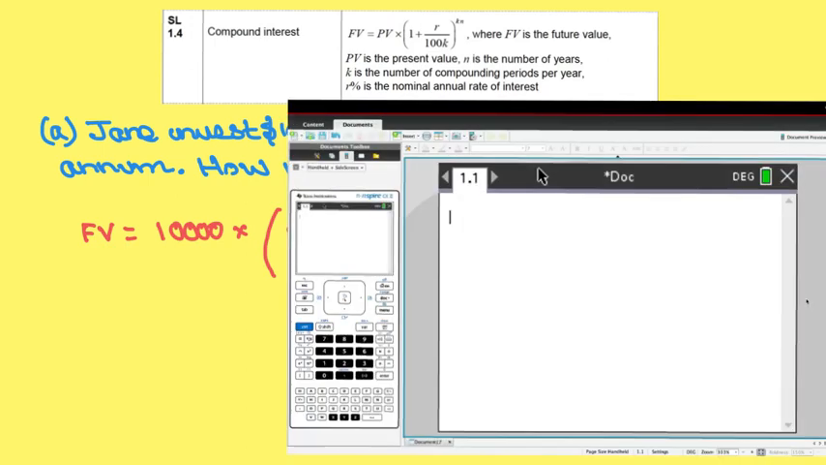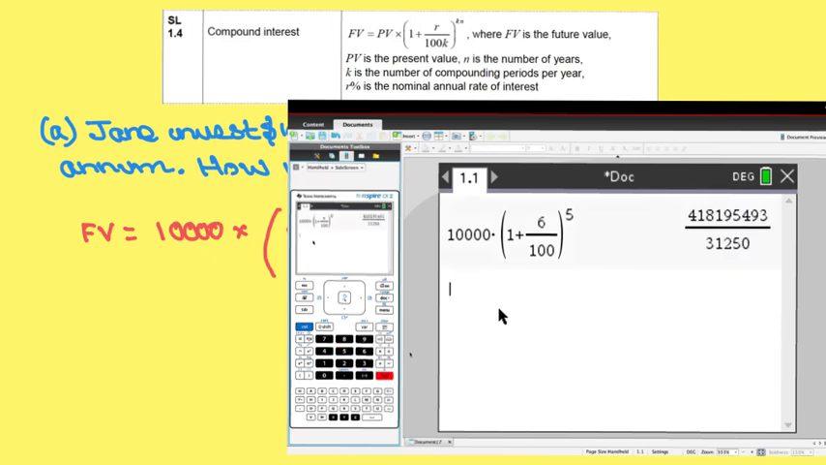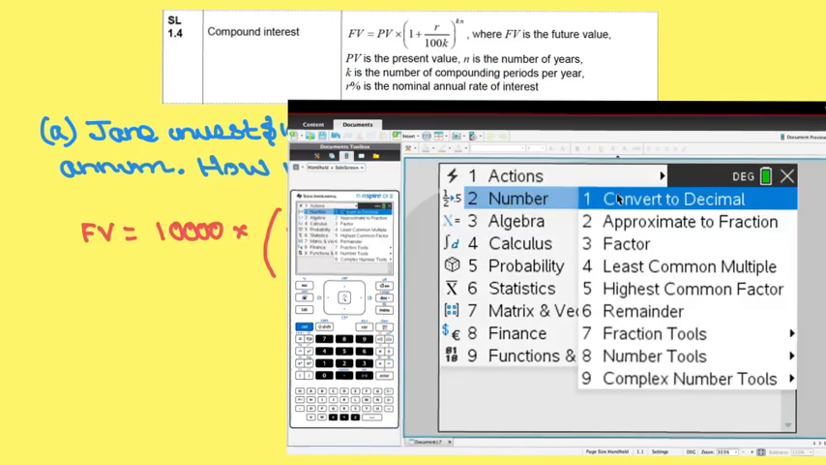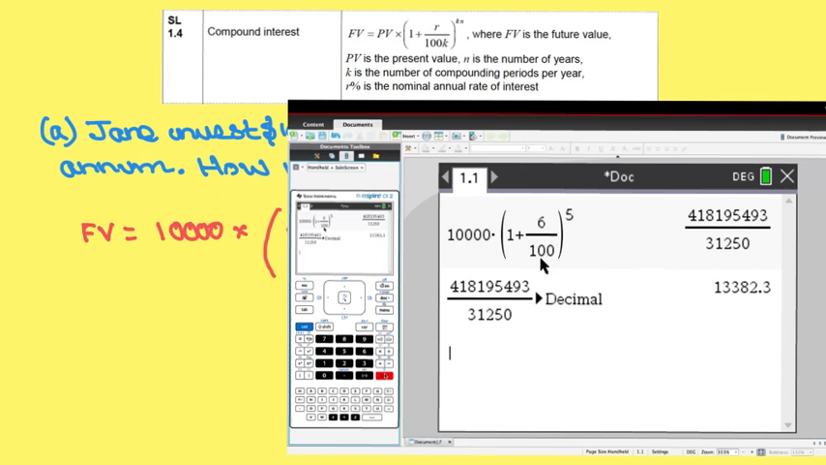I've opened the GDC at a calculator page. So let's type in our sum. So 10,000 times, open brackets, 1 plus, I want a fraction, so control divide, 6 divided by 100. Make sure I'm outside the bracket, raised to the power of 5. Press enter. It's given me a fraction. I want a decimal, so go to menu, number, convert to decimal, press enter.